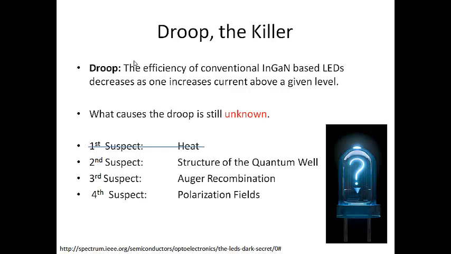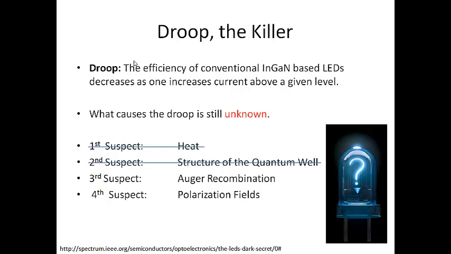A second suspect comes from the structure of the quantum well. Shuji Nakamura found indium-rich cluster regions in the semiconductors. He proposed that under high power, those indium-rich regions will become saturated and kill the light emission. Unfortunately, this reasoning was also found incorrect later, since the cluster regions were only a byproduct of the measurement by TEM. They were actually not there.